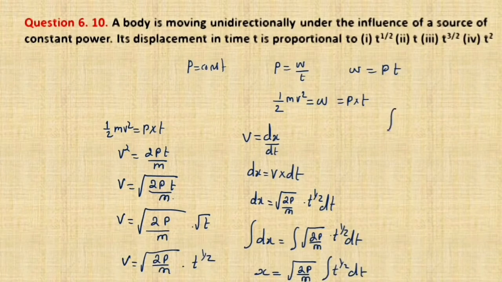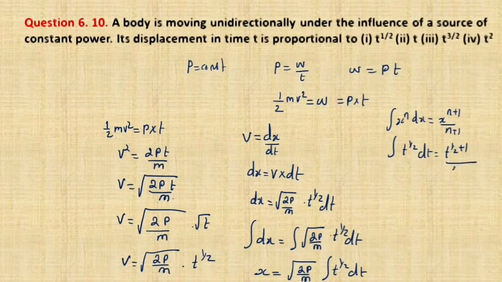As you already learned, integral x to the power n dx is equal to x to the power n plus 1 divided by n plus 1. In the same way, integral t to the power 1 by 2 dt is equal to t to the power 1 by 2 plus 1 divided by 1 by 2 plus 1. That is equal to t to the power 3 by 2 divided by 3 by 2.